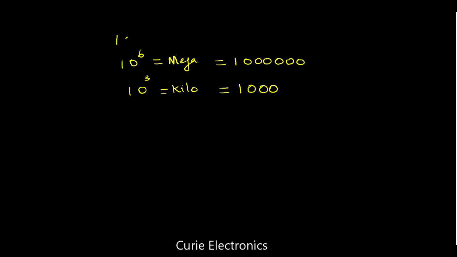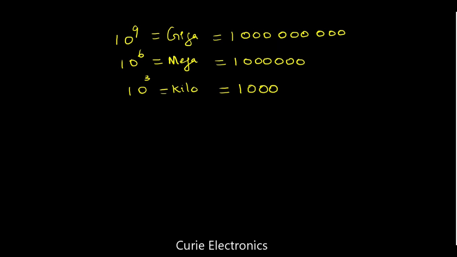Now there is one more, 10 to the power 9. This equals giga. This means 1 followed by 9 zeros. 1, 2, 3. 1, 2, 3. 1, 2, 3. So now we know what is equal to 10 to the power 3, 10 to the power 6, 10 to the power 9.